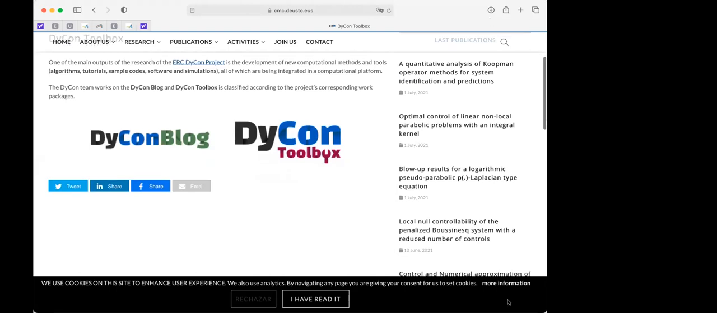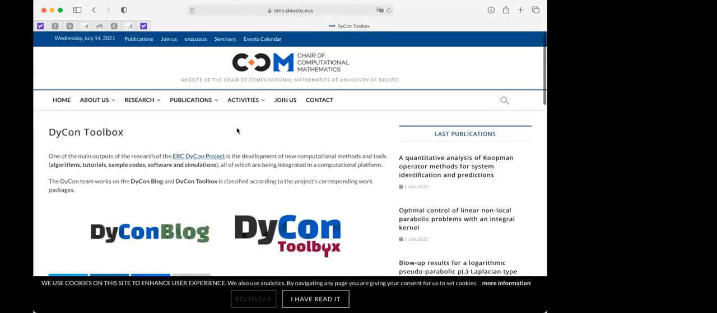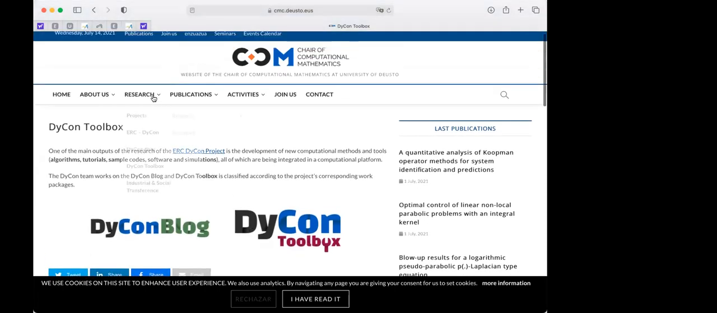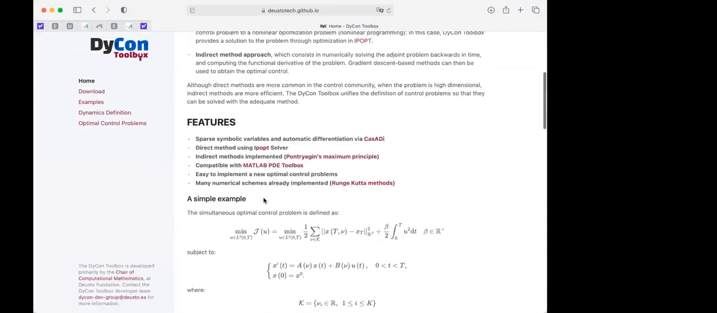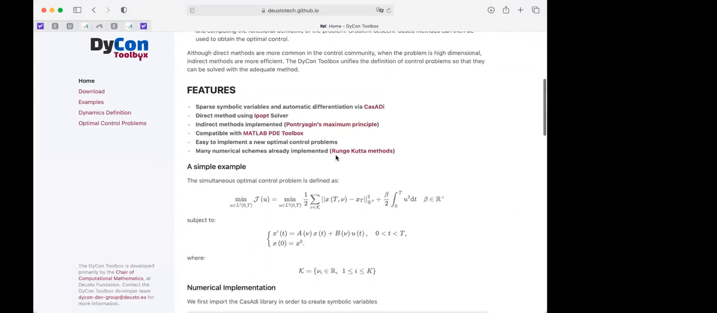So this is a toolbox developed in the context of a project funded by the European Research Council. The name of the project is Daikon, Dynamic Control. You will see also, in here, the toolbox, where you will find a manual of the possible use. You can download it. It basically combines MATLAB, IPOPT, and CasADi.